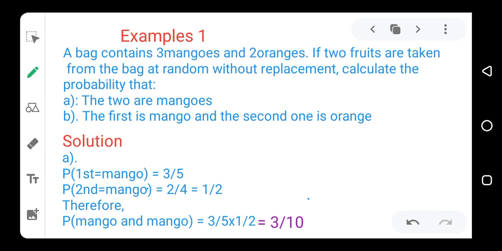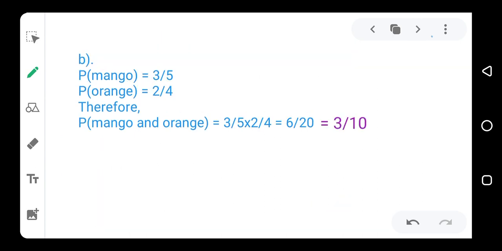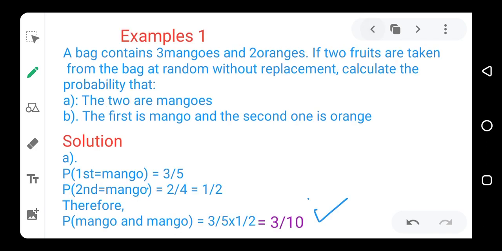So that is why we have this. Now let's look at B. In B, we are selecting the probability that the two fruits we pick, the first fruit we pick is mango, and the second fruit we pick is orange.